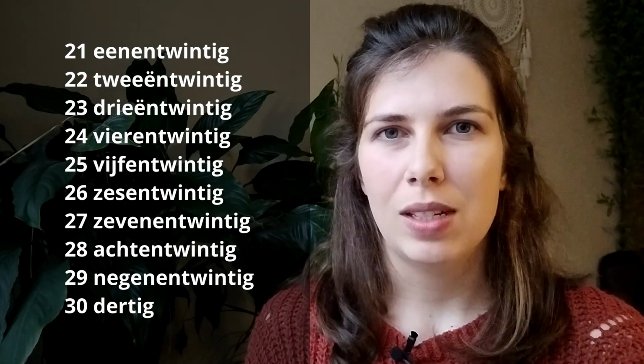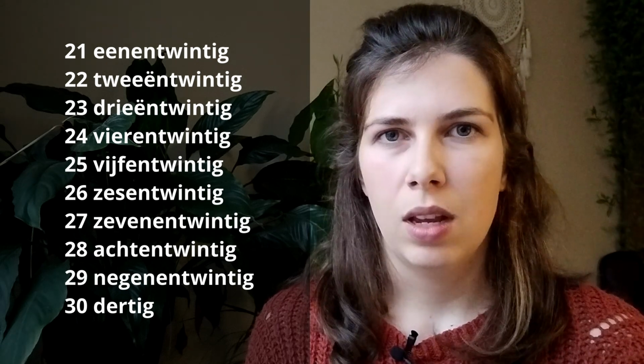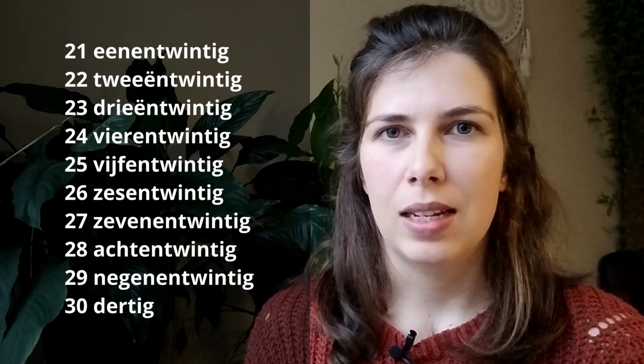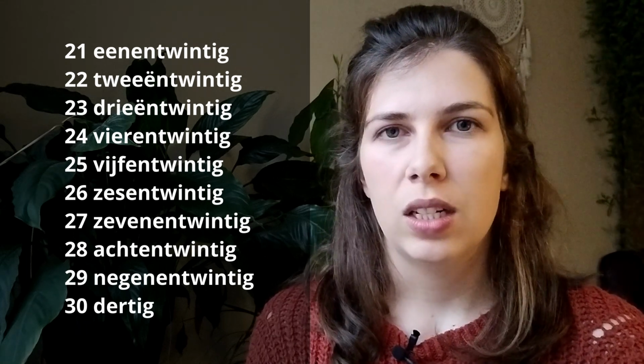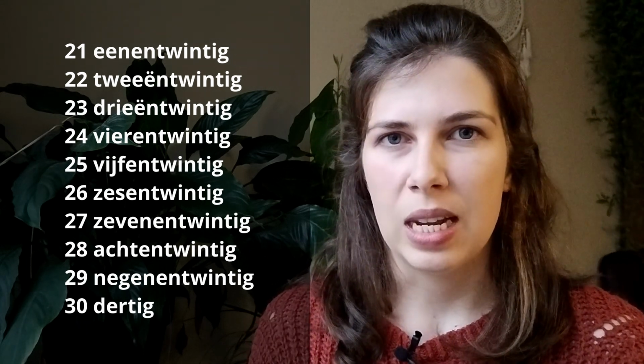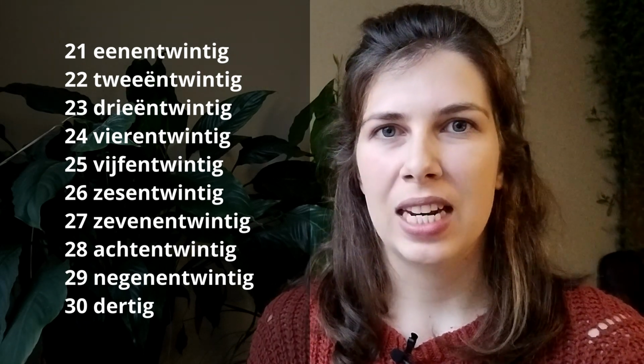As you may have noticed, we start with the ones followed by the tens in Dutch. So 21 is actually 1 and 20 in Dutch. We keep this pattern until we reach 100.